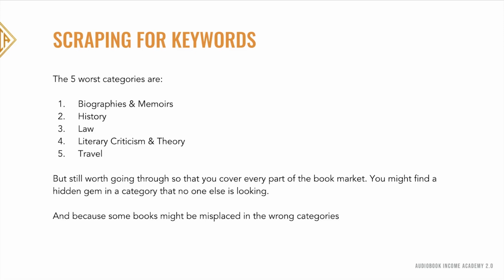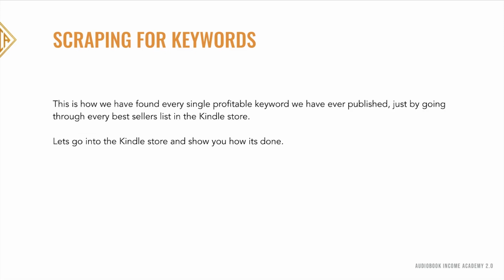And another reason to have a look at even these worst categories is, like I said before, some books might be misplaced in the wrong categories. We suggest that you go through every single one to make sure you're not missing any keywords. Honestly, this is how we have found every single profitable keyword we have ever published, just by going through every bestsellers list in the Kindle store.